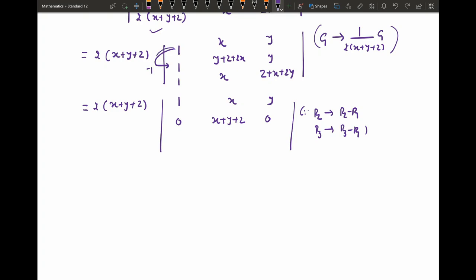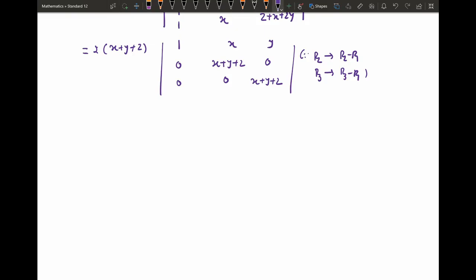So after using operation R2 to R2 minus R1, now perform R3 to R3 minus R1. So multiply this by minus 1, add here. So 1 minus 1 is 0, x minus x is 0, and z plus x plus 2y minus y, so this is x plus y plus z. So we have used two row operations, R2 to R2 minus R1 and R3 to R3 minus R1. Now you can get the idea. Since in first column 2 entries are 0, let us expand the given determinant using first column.